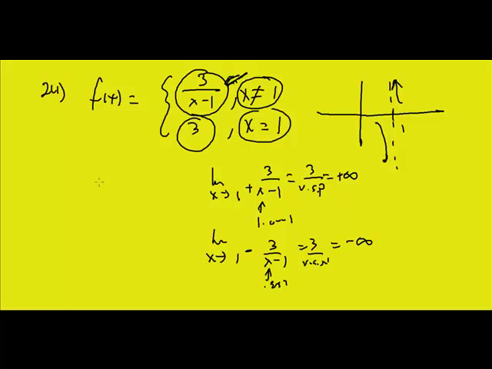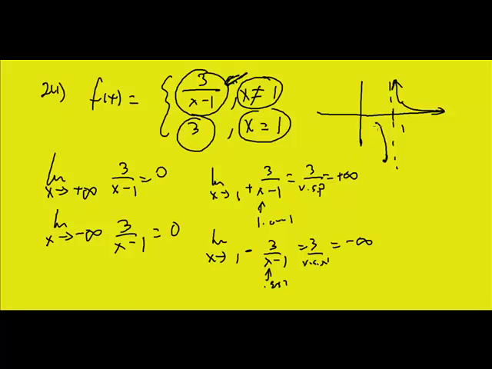Okay, and then let's check the end behavior. Limit as x goes to positive infinity of 3 over x minus 1. That's going to go to 0 because the power on the bottom is bigger. That means the curve's going to flatten out. And then what happens when I go to the left side? Limit as x goes to negative infinity of 3 over x minus 1. That's going to go to 0 also. The curve's going to flatten out.